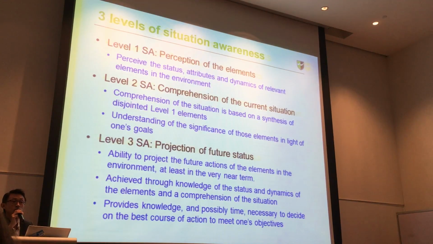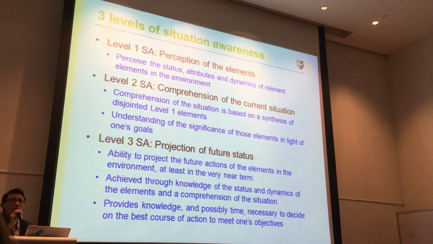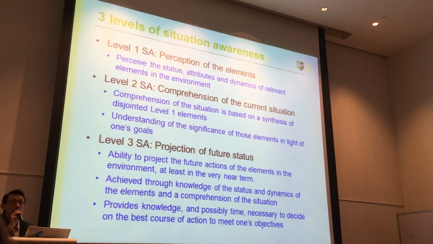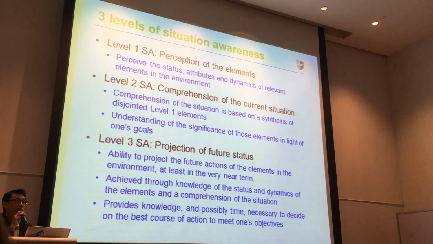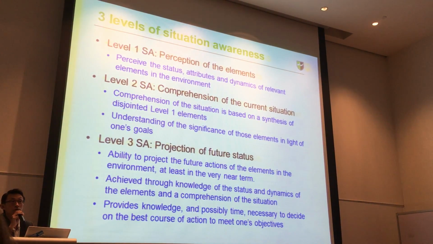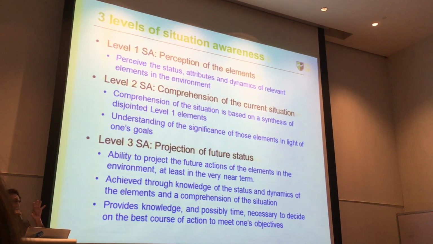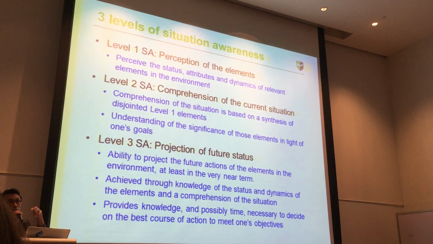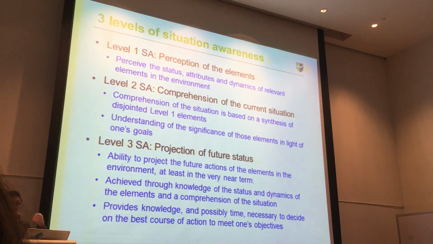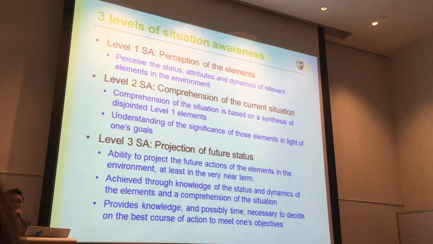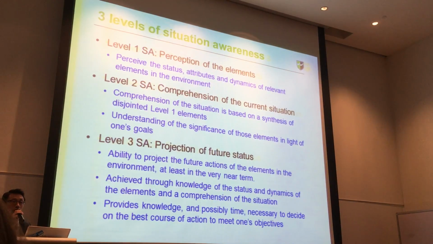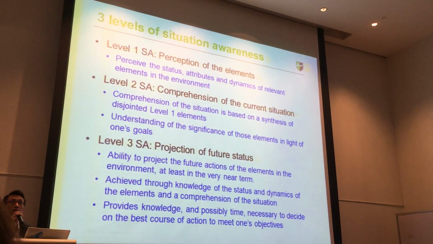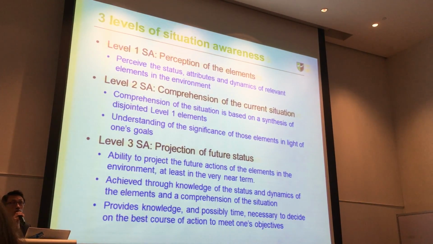Only when you reach level 2, comprehension, you start to put things together: steps, steep, danger, you might trip and fall, roll down the stairs. These are comprehension. You put what you observe in level 1 together, put it into level 2, jumble them together, and you start to think. That's comprehension. Level 3 is projection of the future state: predicting what might happen in the future.